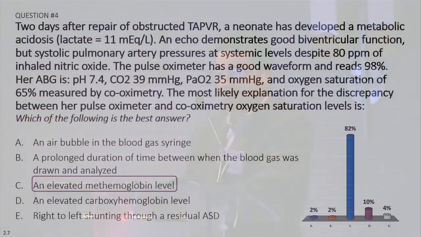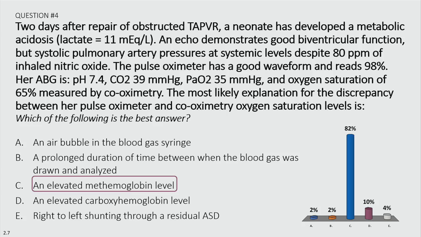So the air bubble in the blood gas probably will give you a different read in most of the values, so the pH, CO2, and the PaO2. Prolonged duration between the time the blood gas was drawn and analyzed sometimes will give you some discrepancies in the pH. An elevated carboxyhemoglobin level should not actually give you a discrepancy in those two values, and right to left shunting through a residual ASD should not give you a discrepancy between the co-oximetry measure and pulse oximetry.